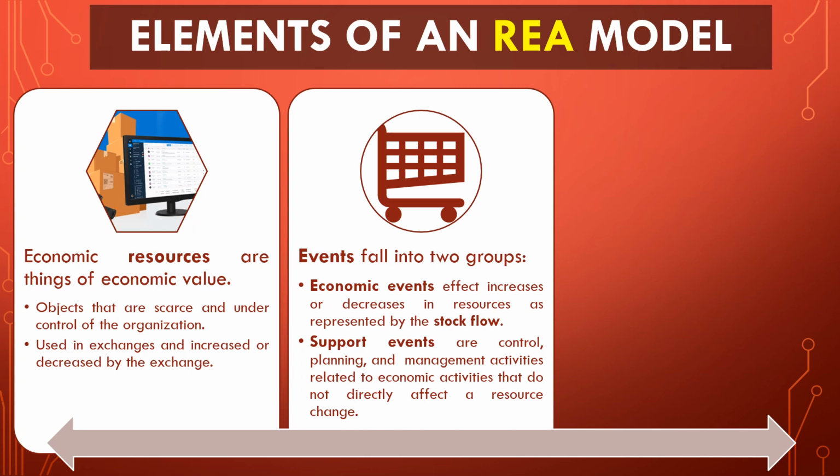Then we have the events, which fall into two groups. Economic events affect increases or decreases in the resources, as represented by the stock flow. Then we have support events, which are control, planning, and management activities related to the economic activities that do not directly affect resource change, for example checking the credit, checking the availability. Those are supporting activities, but not the activities that affect the economic resources by decreasing or increasing.